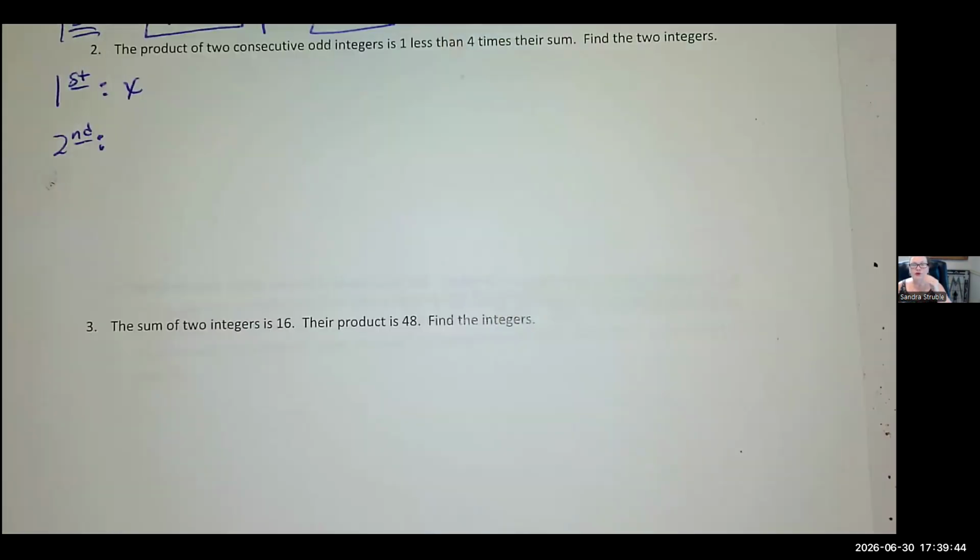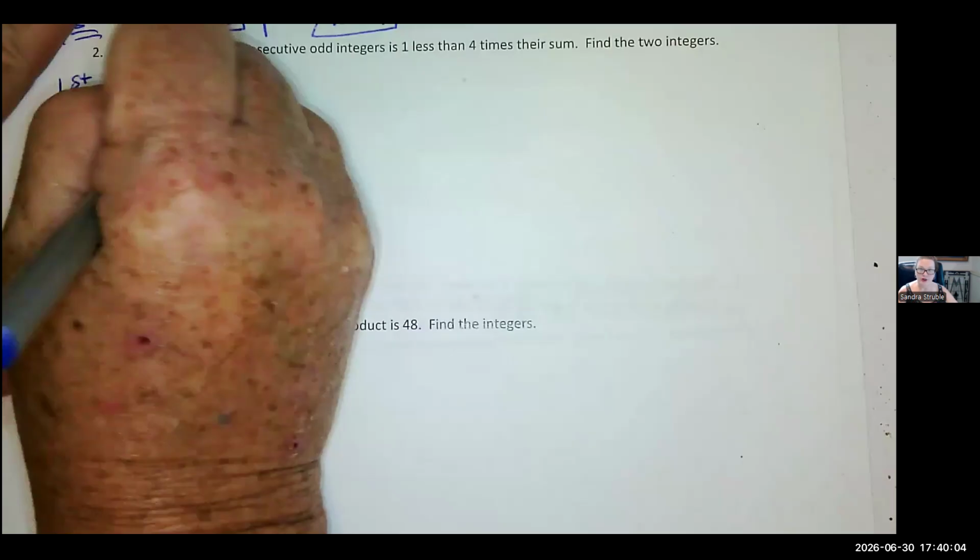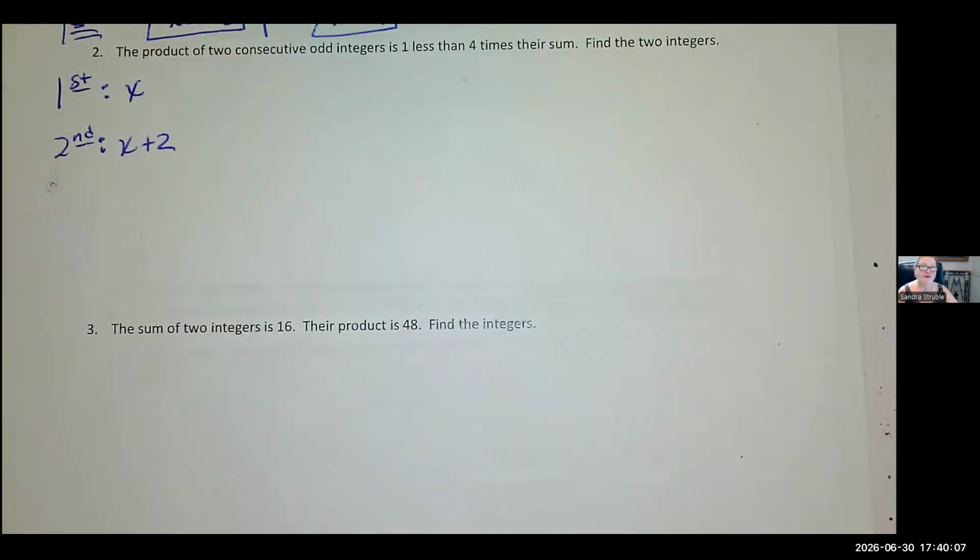Now let's think of that. We have to start with an odd integer here. An odd integer would be the number 3. 3 is odd. How do I get to my next odd integer? What is my next odd integer? 5. To get from 3 to 5, I have to add 2. So my second integer is x plus 2. The same thing for even integers. If they were two consecutive even integers, say you started off with the number 4, how do you get to the next even integer, which is 6? You add 2. It's always the same, okay?